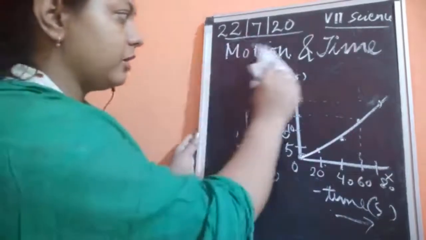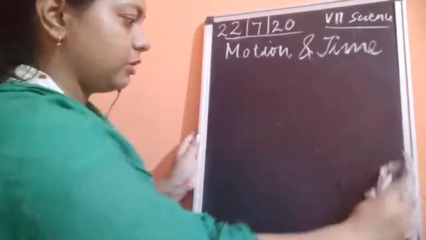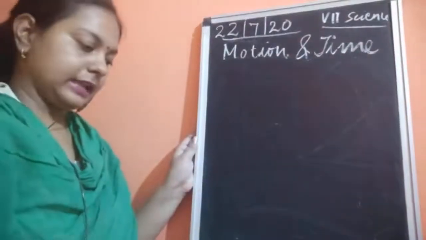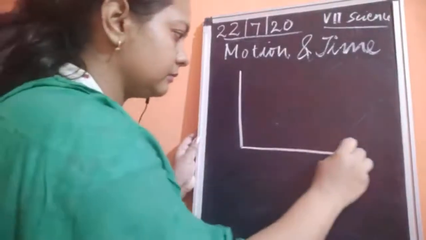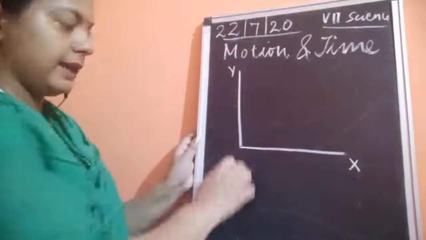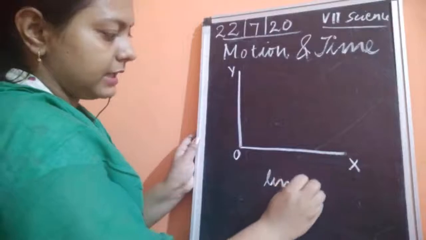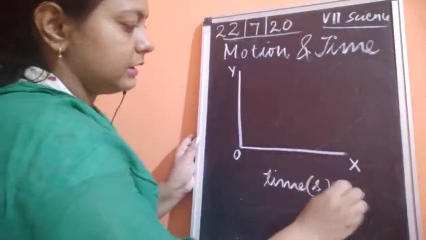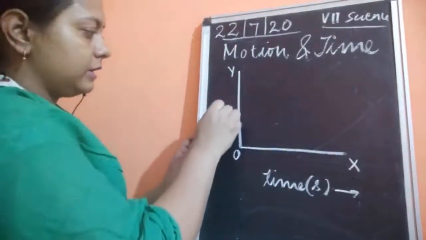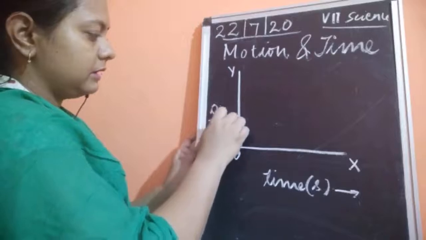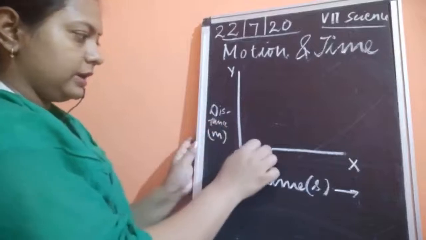I'll rub it off and tell you how to draw this graph again. I think you all have written the data in your copy, and we'll plot this graph once again. I'll show you in the space like this. This is the x-axis, this is the y-axis. Just remember to plot all the things. This is the origin. This is time on the x-axis in seconds, and this is distance. You can write it like this, or you can write only D. Then it is in meters.